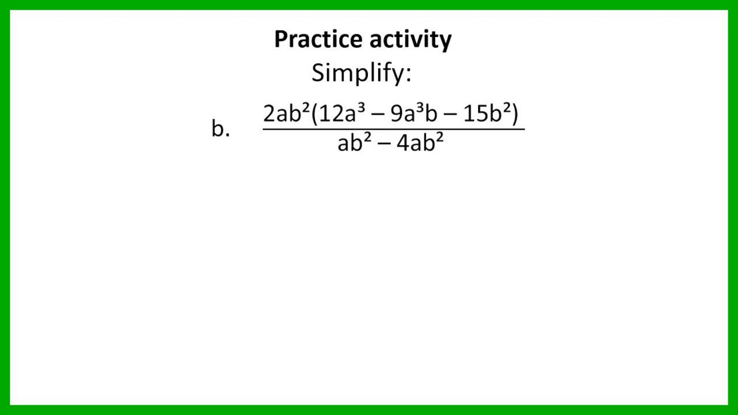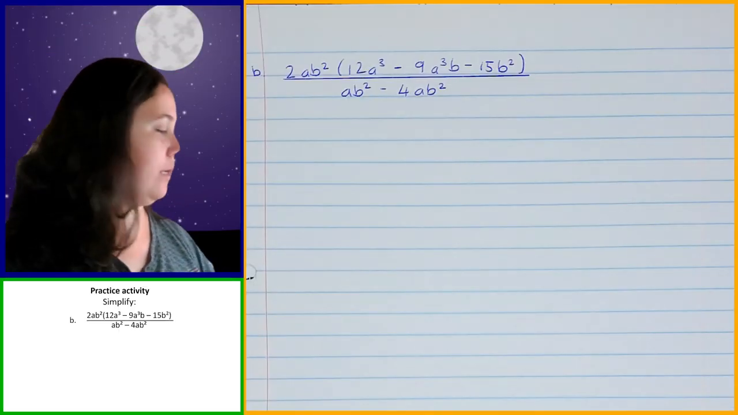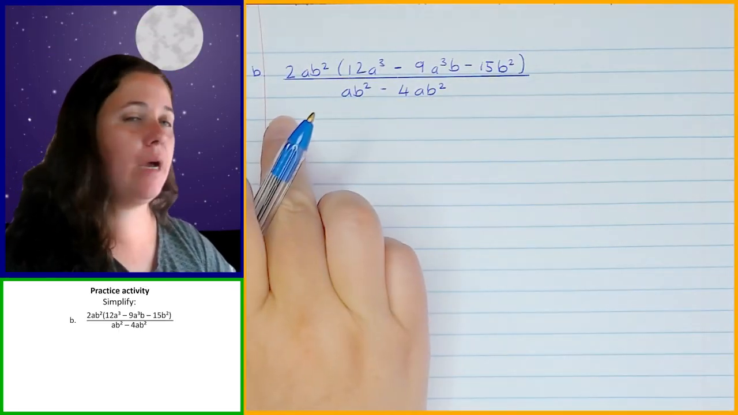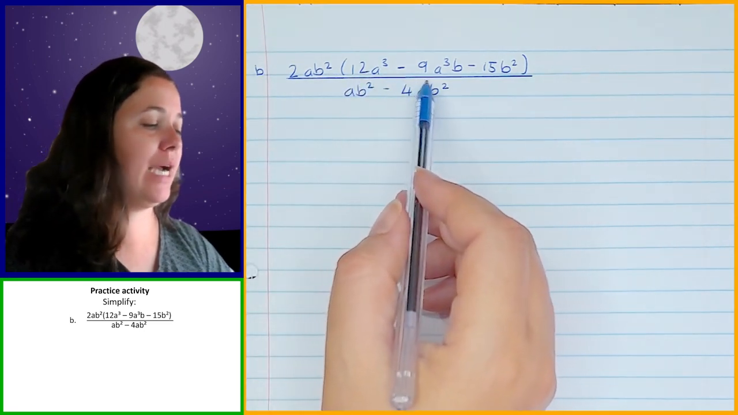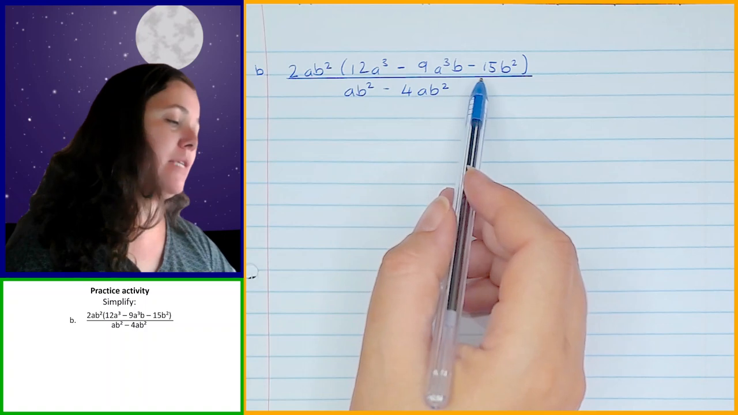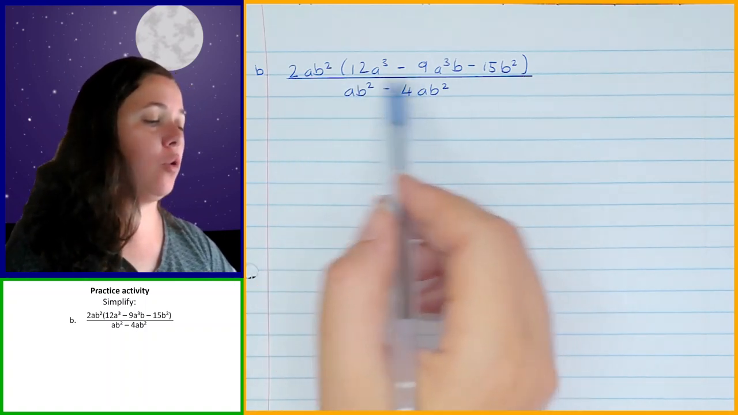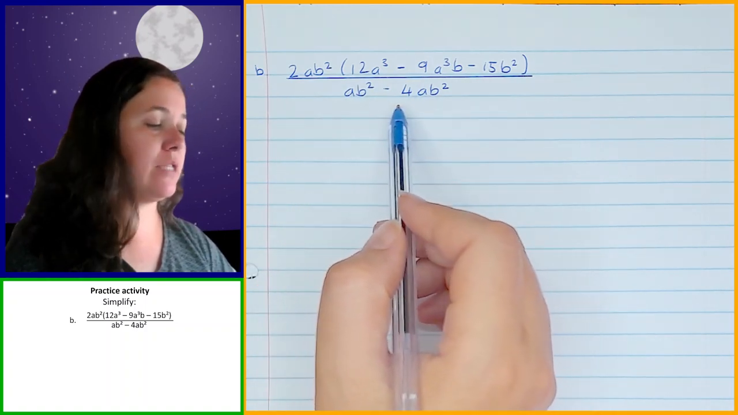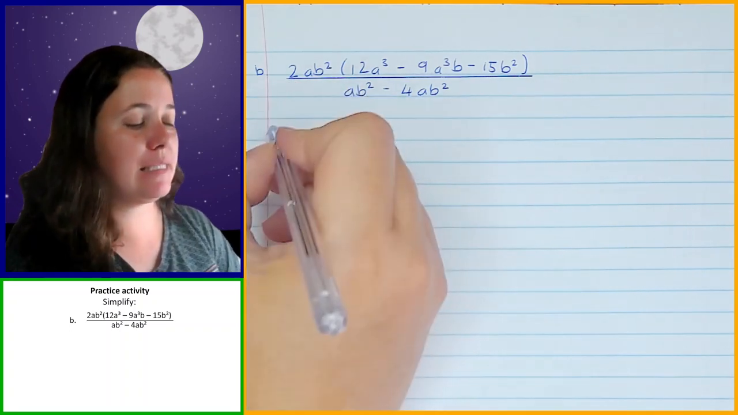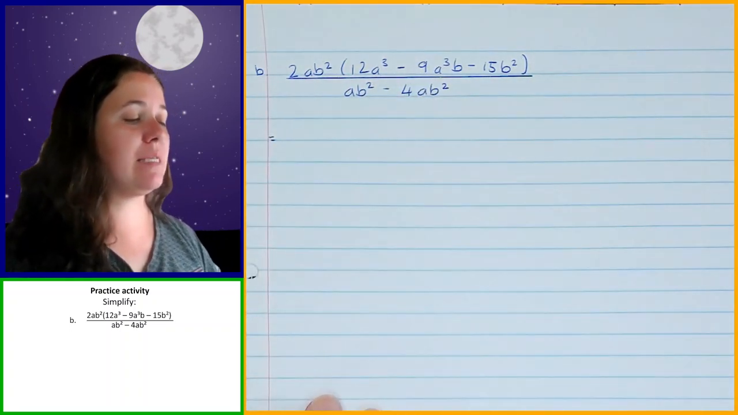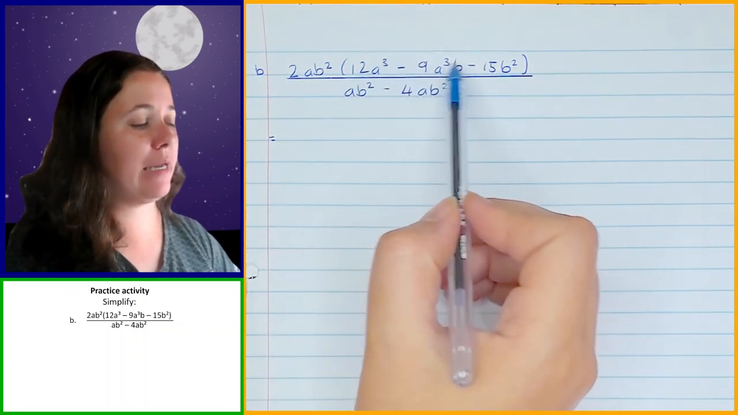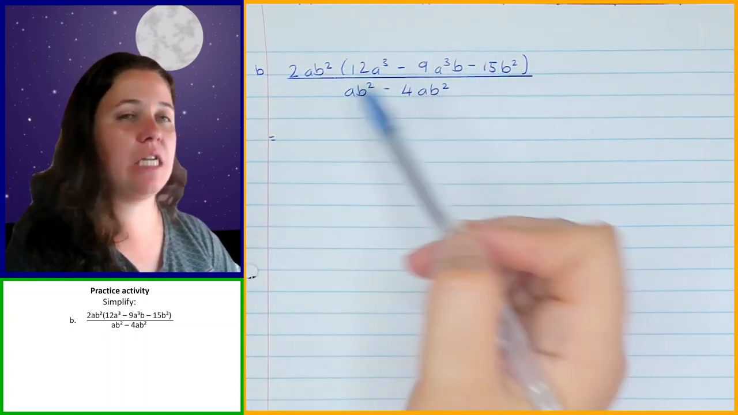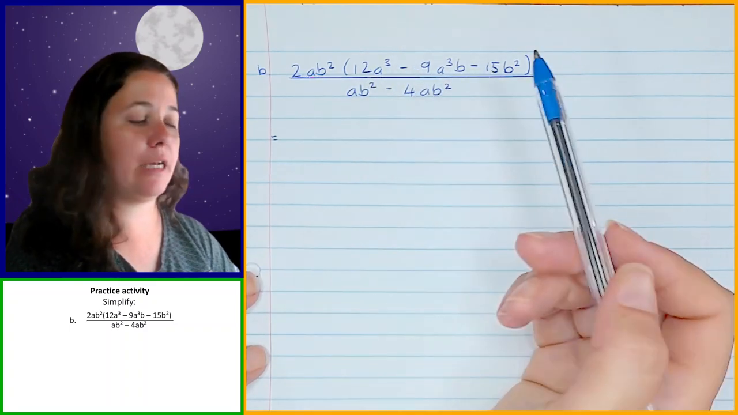Right, so let's see how that question went. In this one, we have 2ab squared, then in brackets, 12a cubed minus 9a cubed b minus 15b squared. And then all of that is over ab squared minus 4ab squared. BEDMAS says that the first thing we need to do is simplify anything that's inside brackets if we can. If you look over here, these brackets I can't simplify because there's nothing that I can do. They are not like terms.